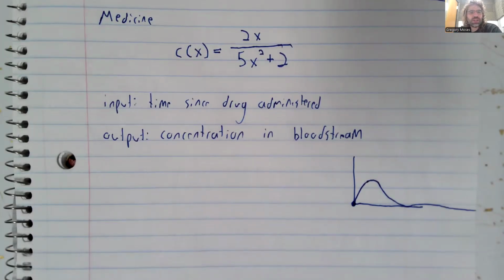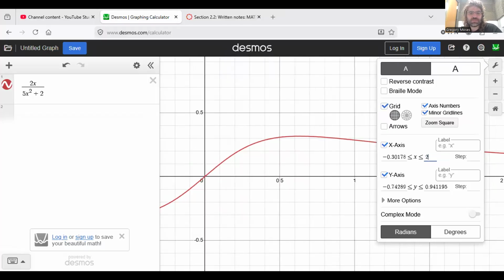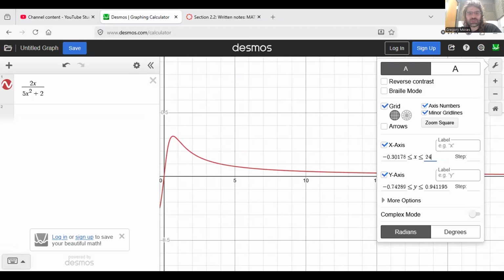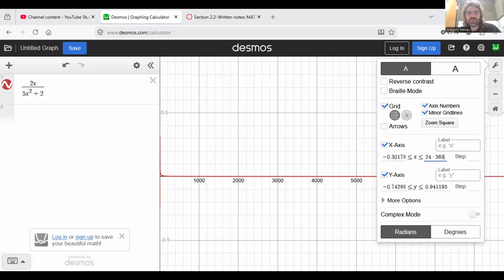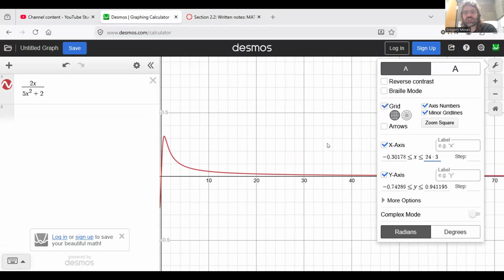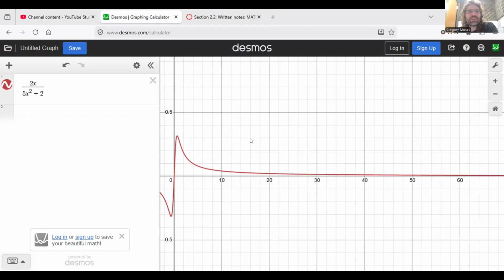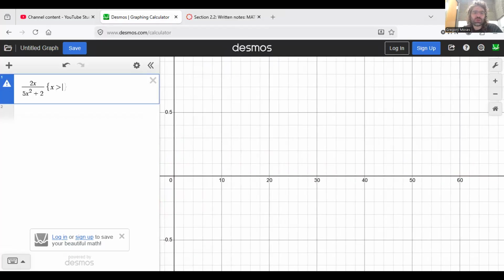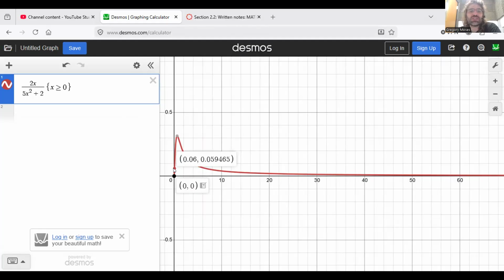And if we just go to Desmos briefly, let me increase x. Maybe I increased it a little too much. But if we look at this graph on Desmos, of course, time has to be positive. It does what we want it to do. Concentration starts at 0, it goes up with time, then it decreases as the drug is flushed out of your bloodstream.